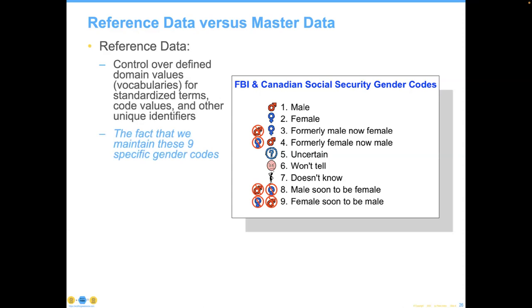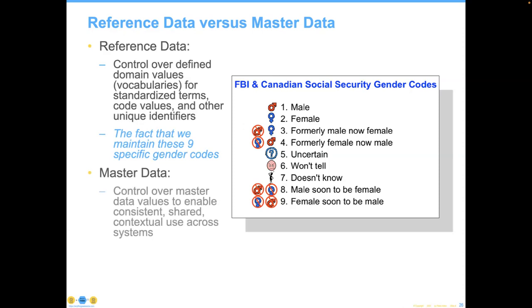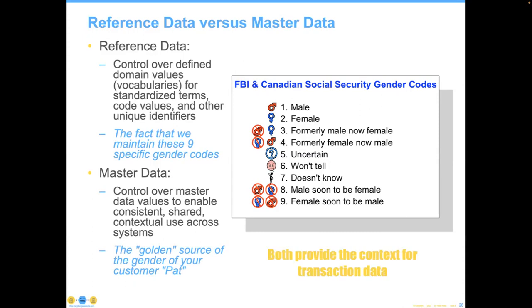The fact that we maintain these specific 9 gender codes is our reference data for the 2 domains that I described to you here. Master data, then, given that as a context, would allow us to say that the golden source of gender about my customer, Pat, is whatever it happens to be. Both of these provide context for the transaction data that goes on around this.